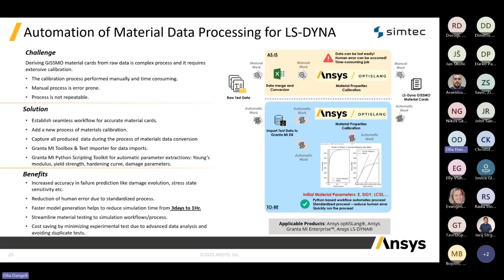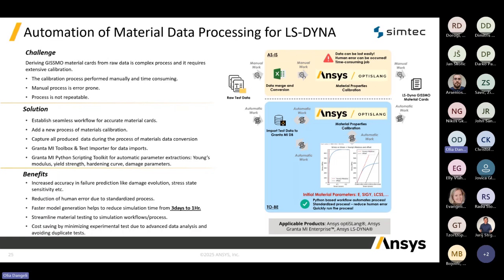Let's now look at a case study of how Granta MI can bring automation and reliability. Traditionally, deriving material cards from raw test data was, let's say, a painfully manual process, because calibration steps were time-consuming, prone to human error, and not repeatable. This, of course, meant lost time, inconsistent results, and a high risk of data loss. With Ansys Granta MI, this workflow has been completely transformed.